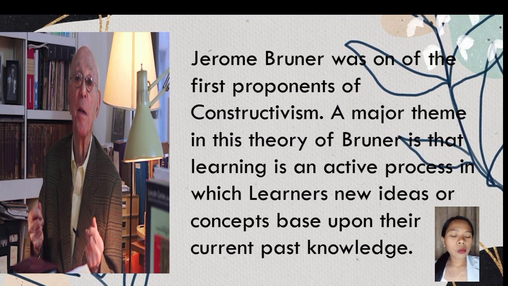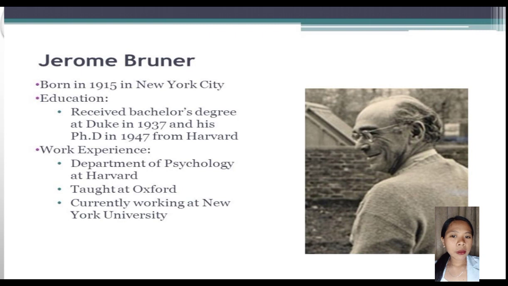Jerome Bruner was born in New York City on October 1, 1915. He received his AB degree from Duke University in 1937 and his PhD in 1947 from Harvard. He was on the faculty of the department of psychology at Harvard from 1953 to 1972.